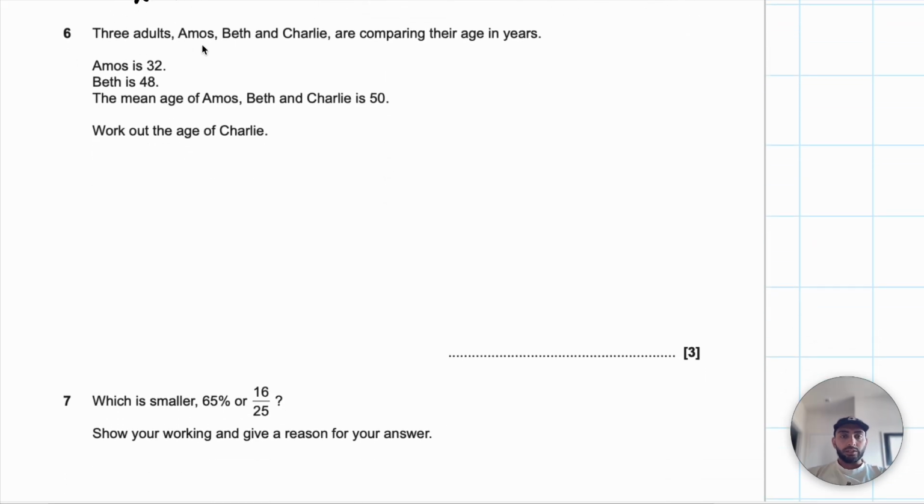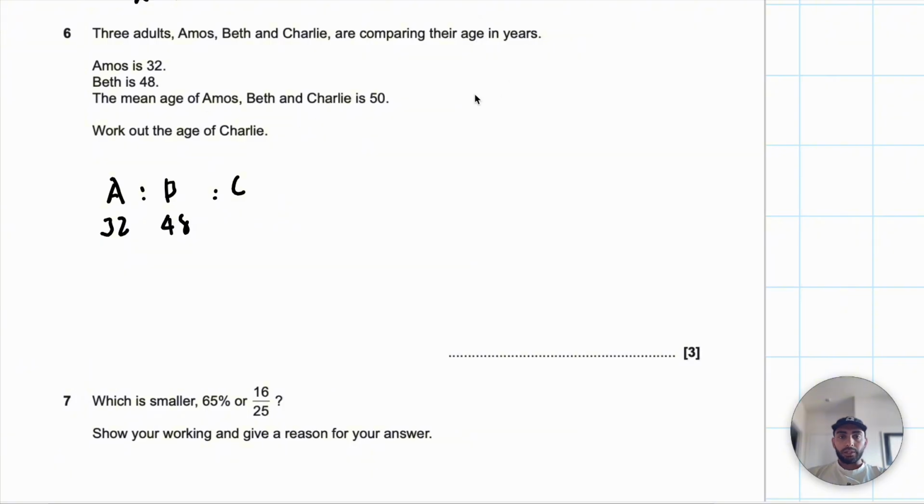Question 6. 3 adults, Amos, Beth, and Charlie, are comparing their ages in years. Amos is 32. Beth is 48. And the mean age of Amos, Beth, and Charlie is 50. Work out the age of Charlie. So we're trying to find what Charlie is.